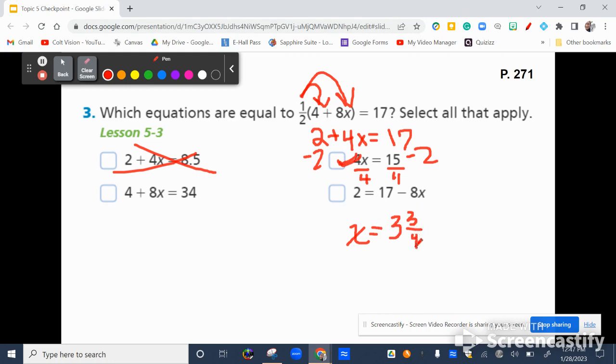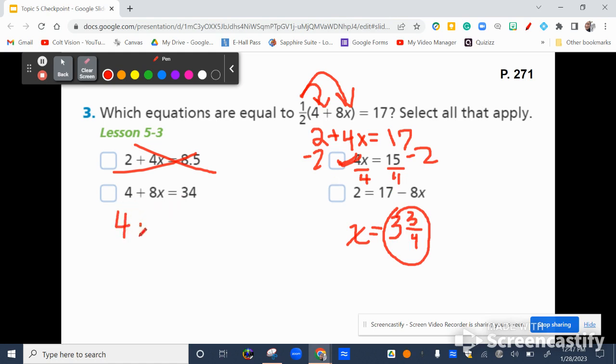Okay. But I look around here and I'm like, well, nothing here has that kind of solution. So the other thing I should do is substitute in what I know the solution to be into either one of these equations. Because if they have the same value for x, then they are equivalent.